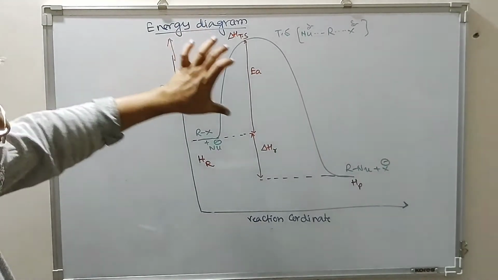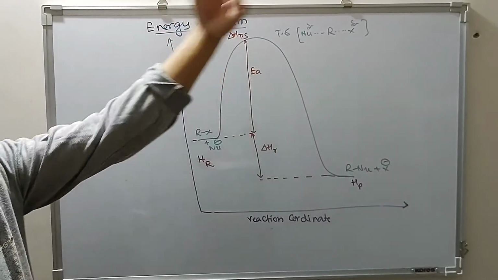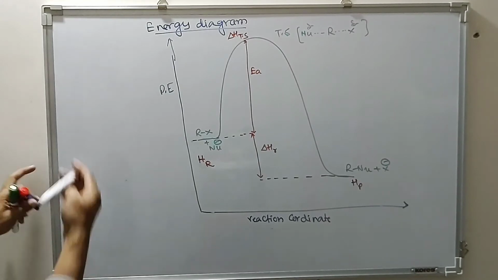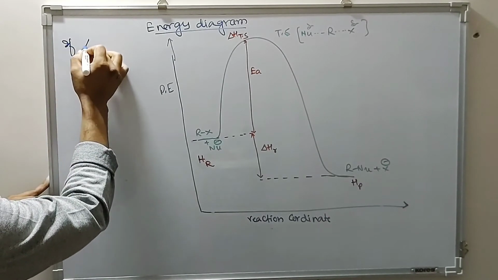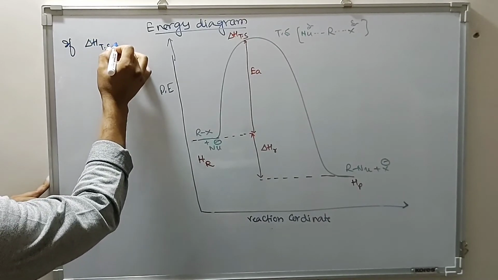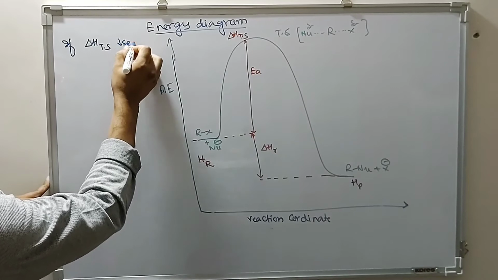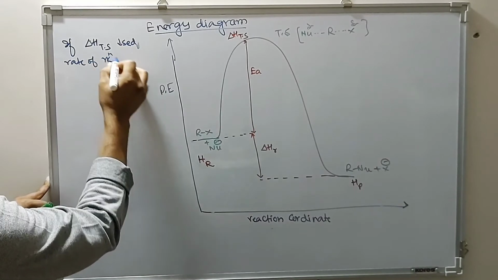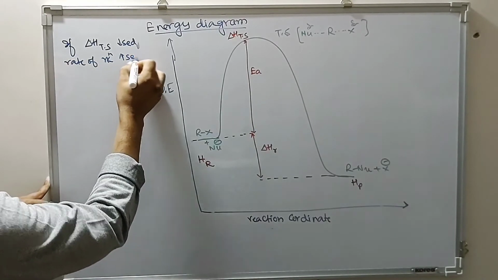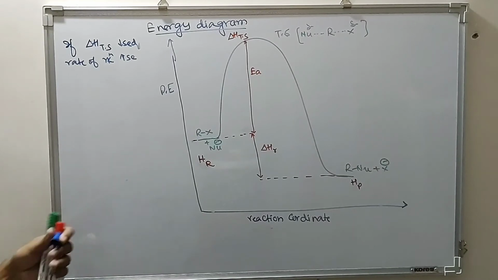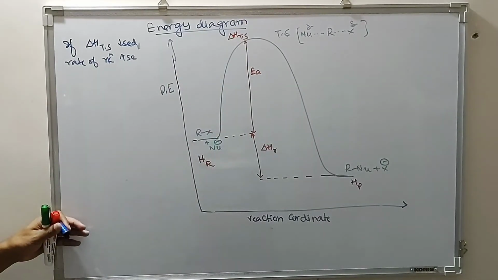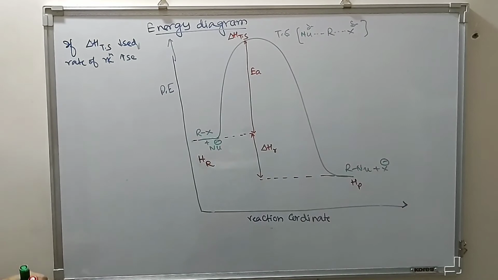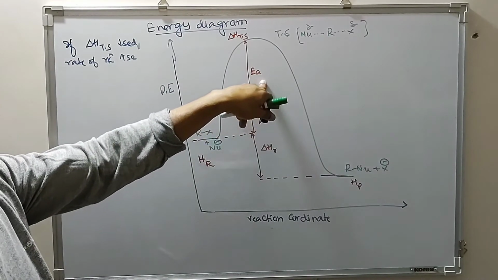If by any factor this energy gap can be decreased, then the rate of reaction will increase. If delta H of the transition state is decreased, the rate of reaction will increase. So for the rate of SN2 reaction to increase, you have to decrease this delta H. Now how will we decrease this delta H? That means we have to decrease this activation energy.